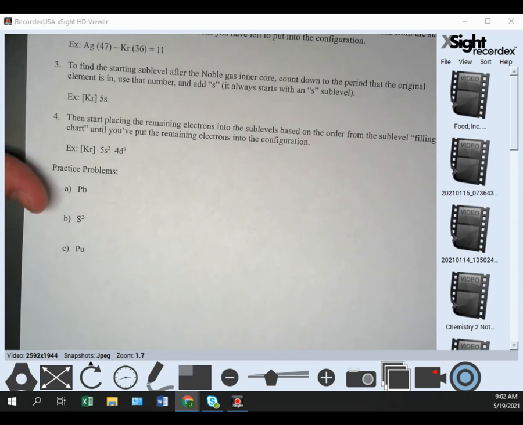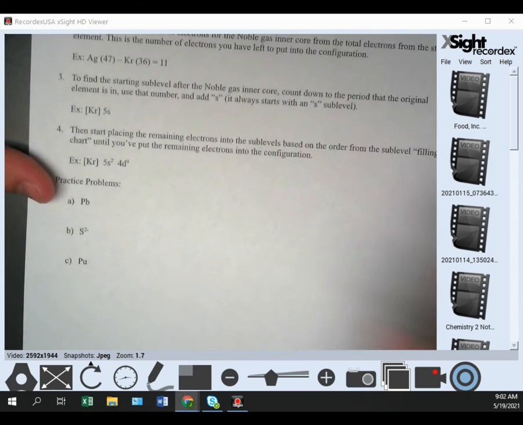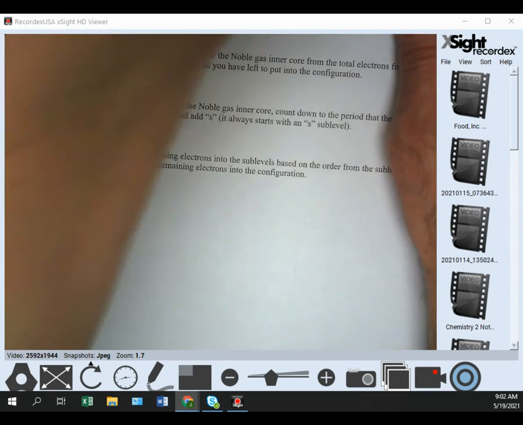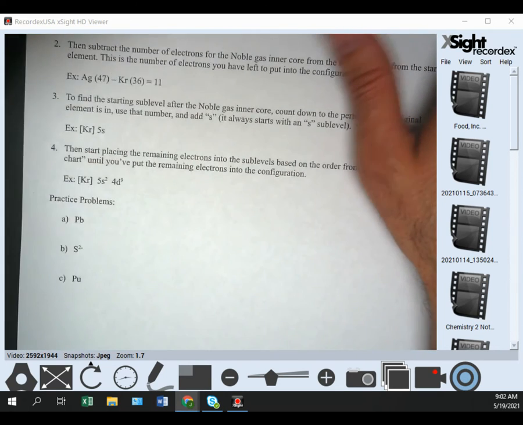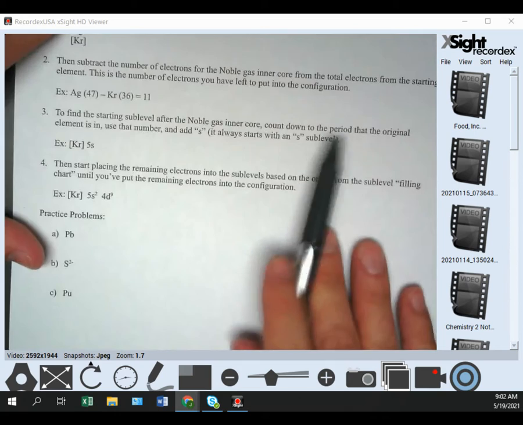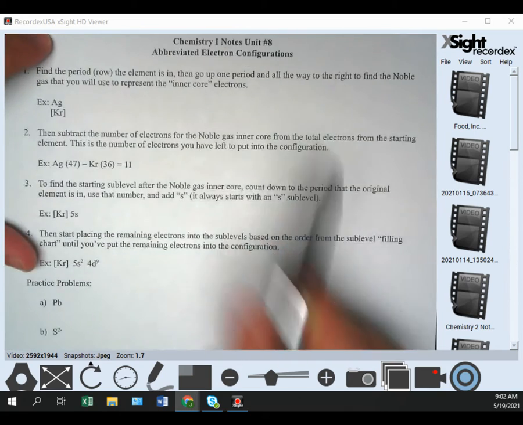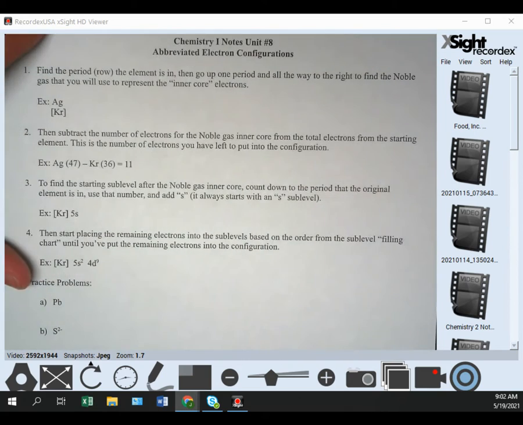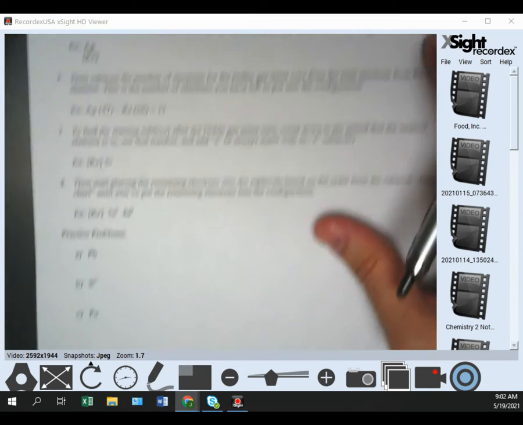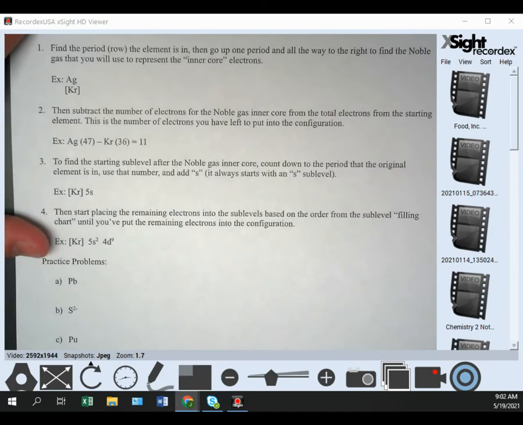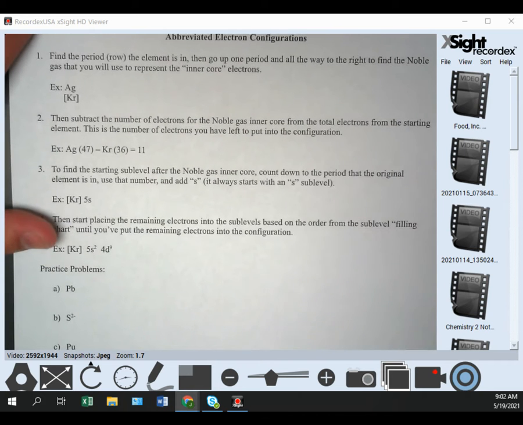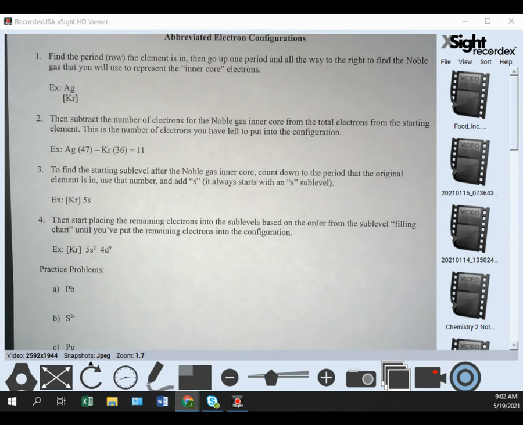Okay, so we've got notes. I hand you guys out notes and a worksheet. The notes are obviously the ones that say abbreviated electron configuration, the notes at the top. So today what we're going to do is learn how to do the electron configurations that you guys have already done, but we're going to do them shorter.